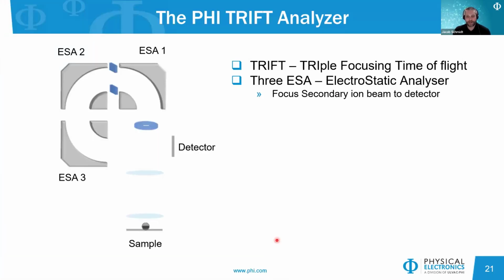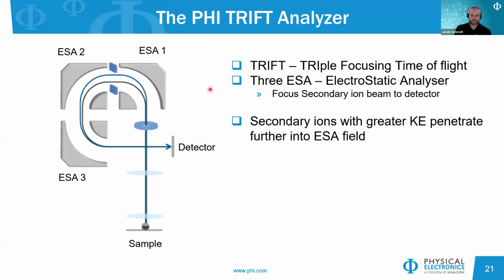The PHI TRIFT analyzer can accommodate both of these problems. TRIFT stands for Triple Focusing Time of Flight, and it is comprised of 3 ESAs, or electrostatic analyzers. We will use these ESAs to focus the secondary ion beam to the detector. An ESA works by applying a positive charge to the outer plate and a negative charge to the inner plate, and this will bend that secondary ion beam through the ESA. This can accommodate a wide kinetic energy spread because ions that have a greater kinetic energy will travel deeper into the first electrostatic field, allowing the ions with less kinetic energy to catch up and impact the detector at the same time.